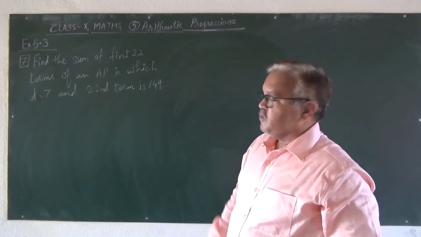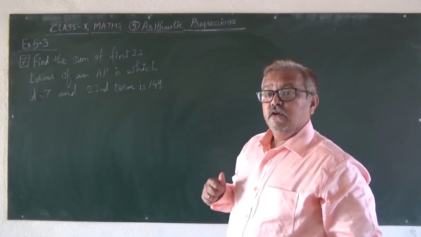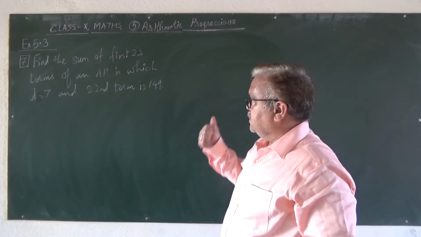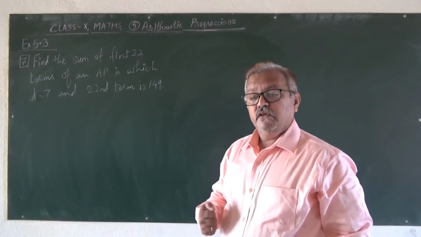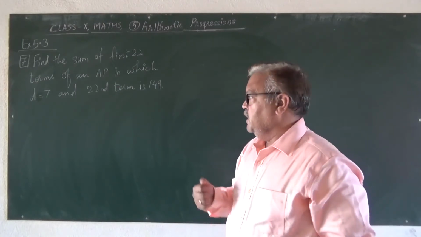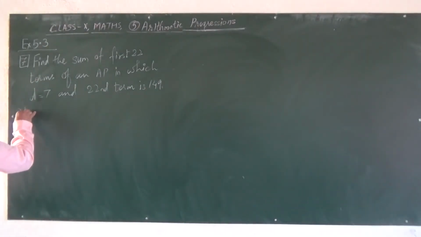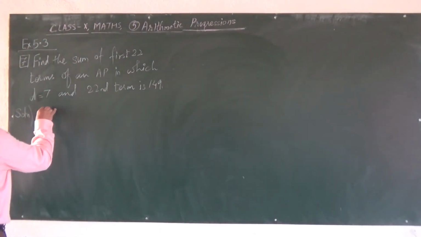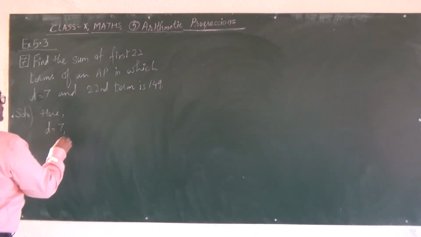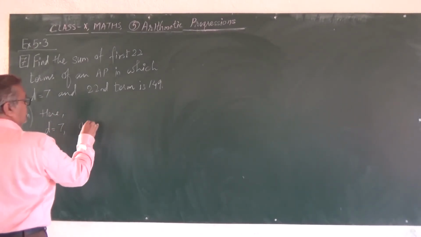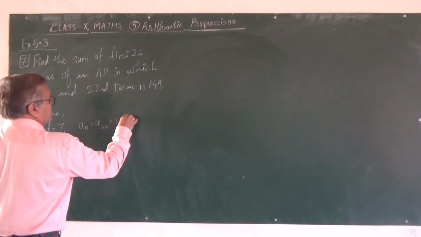So the first term is not given either. Without the first term we cannot find the sum of the first 22 terms. So first of all we have to calculate our first term A, or you can say A1. Let us see. Here D is 7, AN, that is A22, is 149.